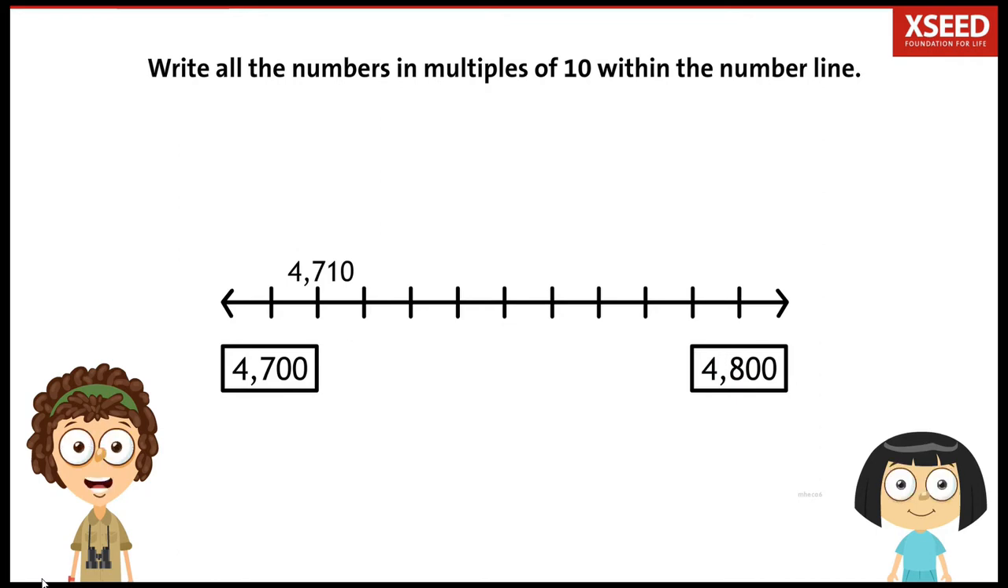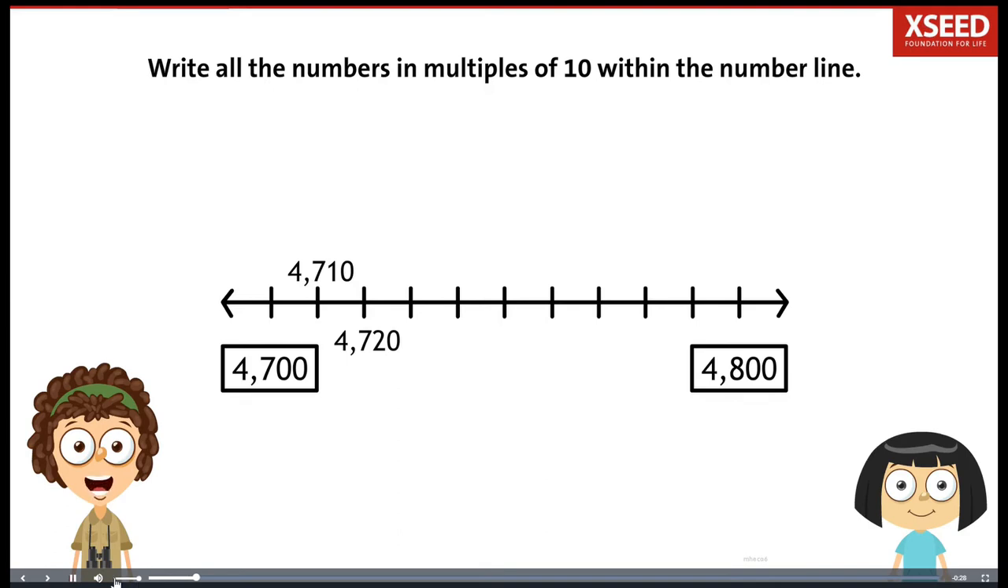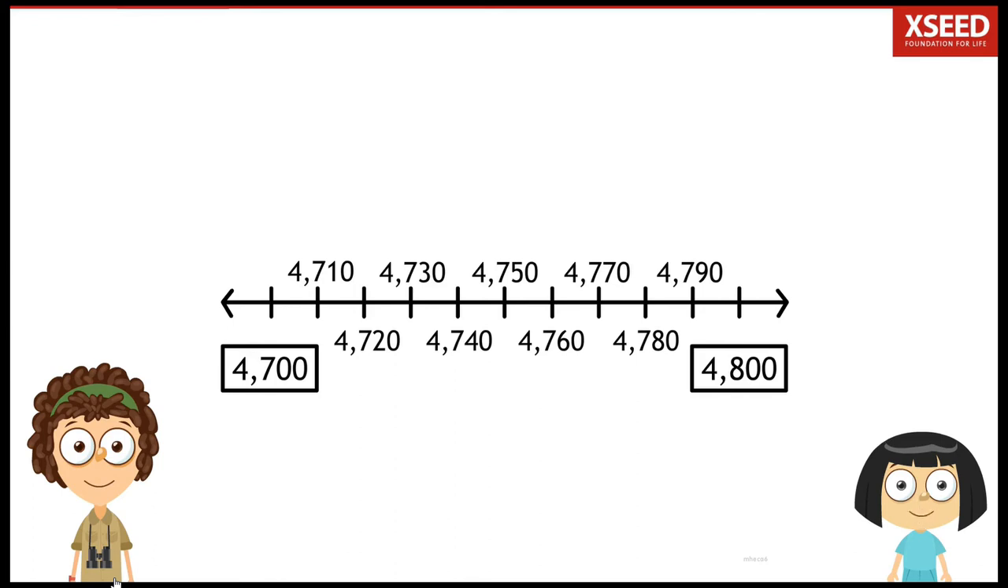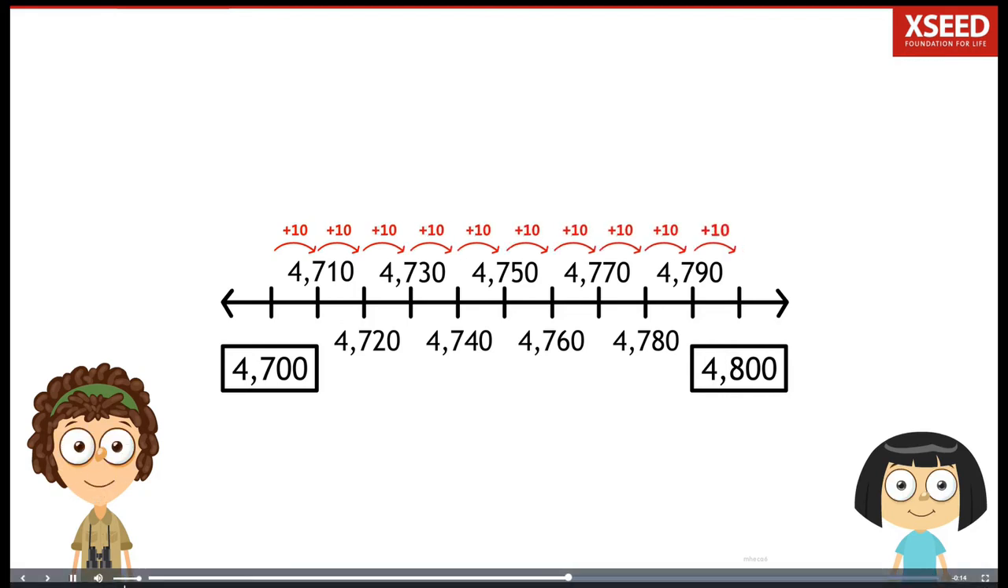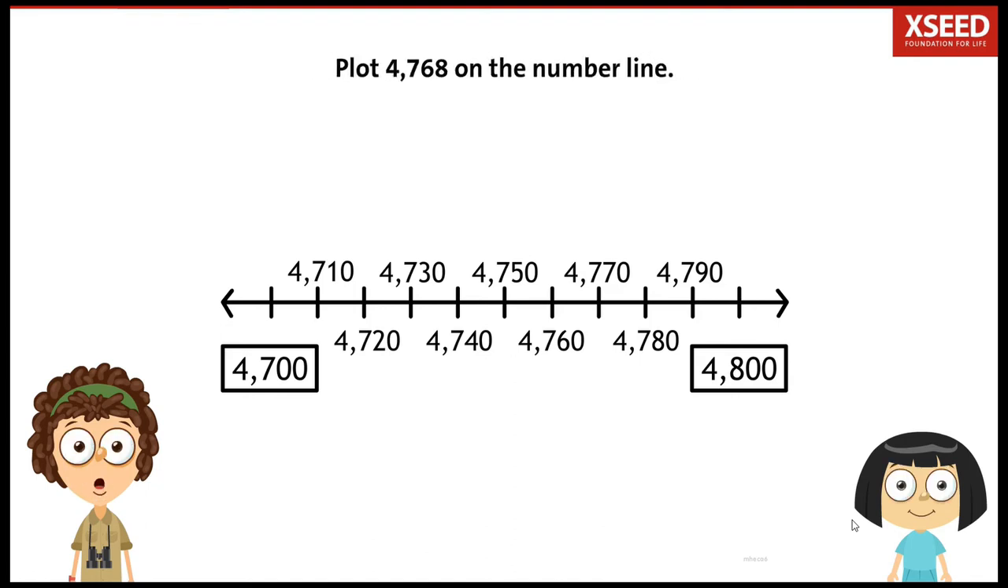4,710, 4,720, and so on. Mia, which numbers have you written on the number line? I have written numbers like this. This is correct, Mia. We skip count by 10 to write numbers within the number line from 4,700 to 4,800. Now, plot 4,768 on this number line.